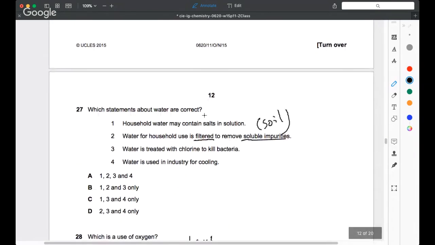Question 27. Which statements are correct? The only wrong statement here is 2, because the filter is used to remove soils and things like dirt. But if it's already soluble, you cannot filter it. So 1, 3, 4 are the right answers. The choice for this question will be C.